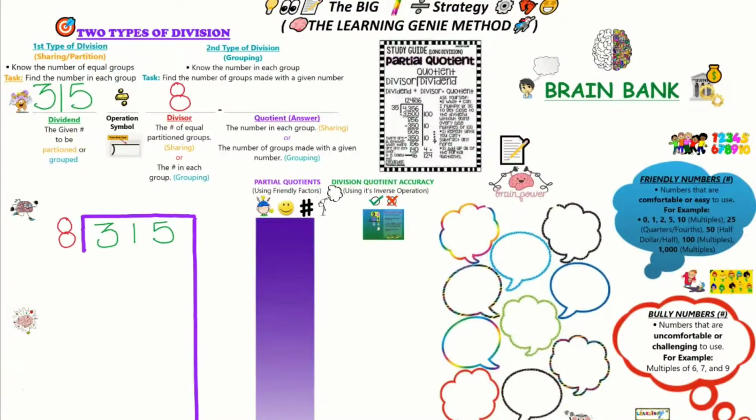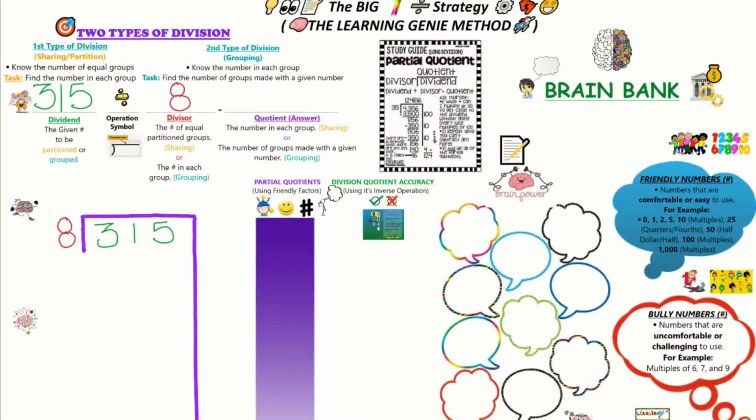Before we start, let's talk about friendly numbers. Friendly numbers are numbers that are comfortable or easy to use. For example, 0, 1, 2, 5, 10, or multiples of 10, 25, which we can count like quarters, 50, which we can count like halves, 100, or multiples of 100, 1,000, or multiples of 1,000, and so forth.